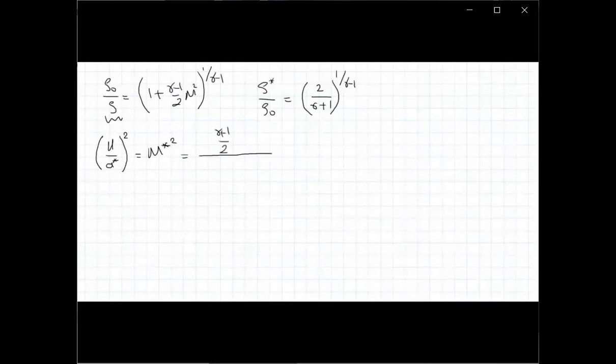So this is equal to gamma plus 1 over 2 M square, divided by 1 plus gamma minus 1 over 2 M square. We have also derived this before. So now we have three relations for rho.